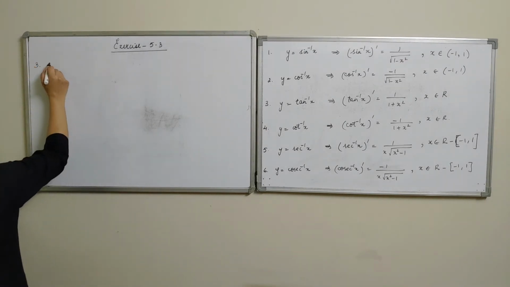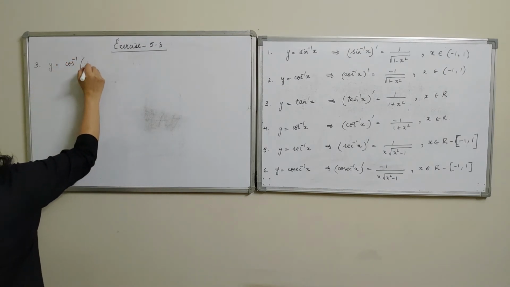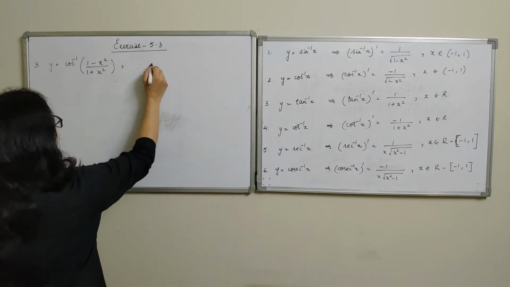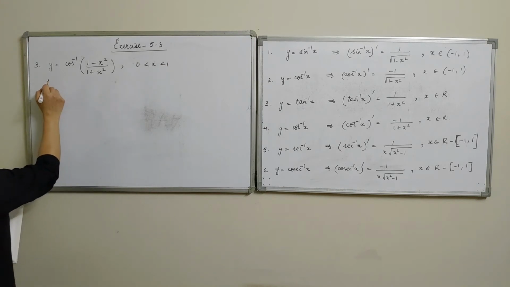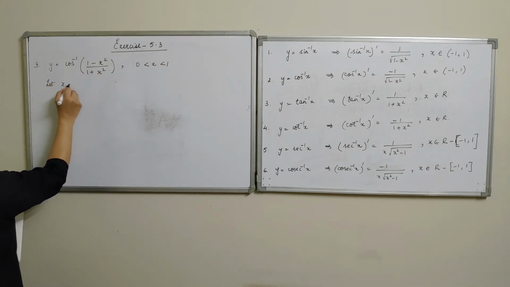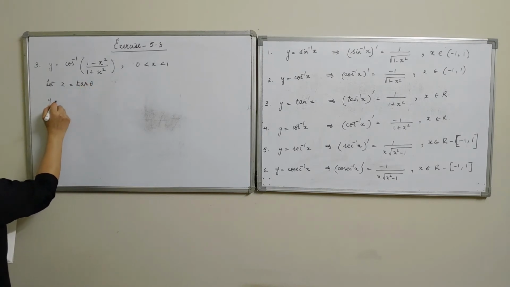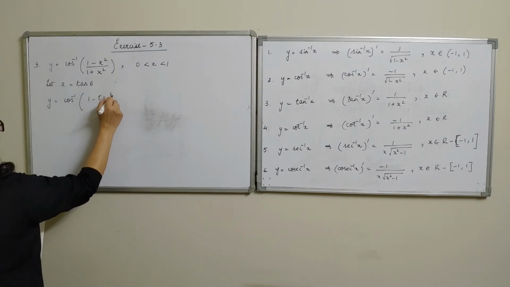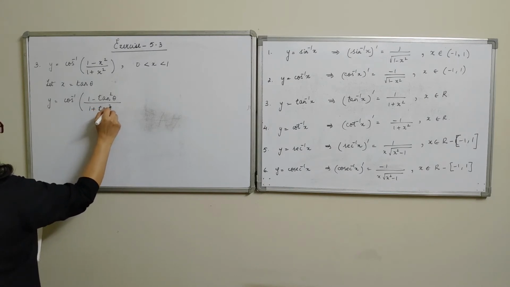Next question from the exercise is y is equal to cos inverse of (1 minus x square) upon (1 plus x square), where it is given x is greater than 0, less than 1. So again a composite function, simplification required. Let x be equal to tan theta. So y is equal to cos inverse of (1 minus tan square theta) upon (1 plus tan square theta).